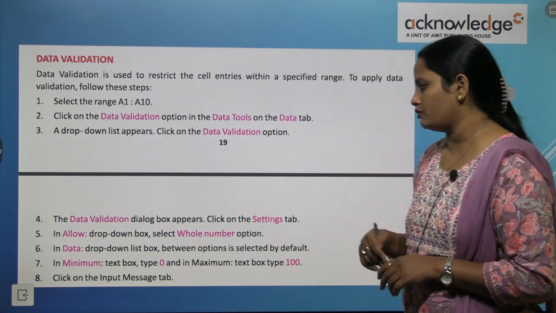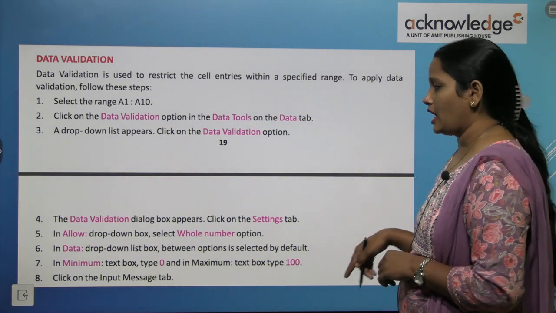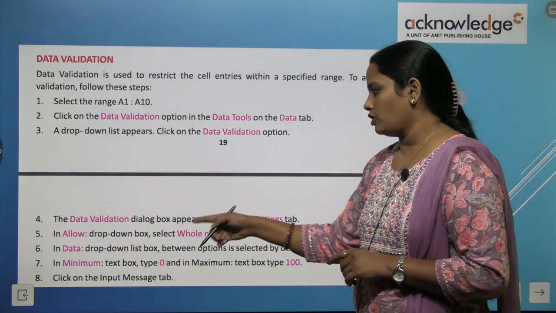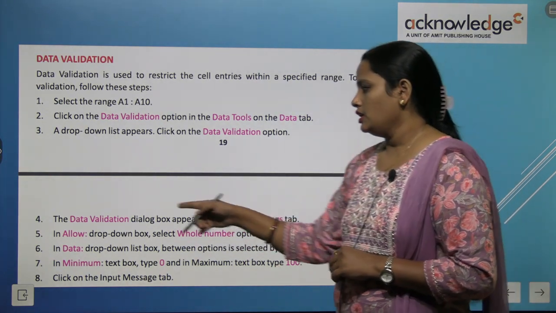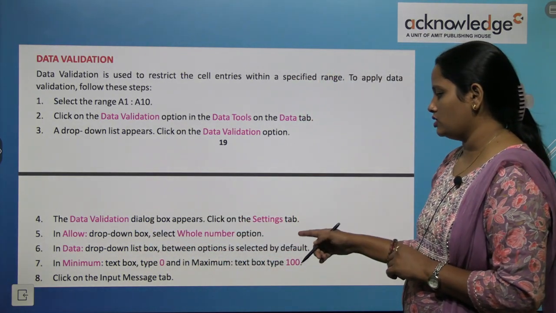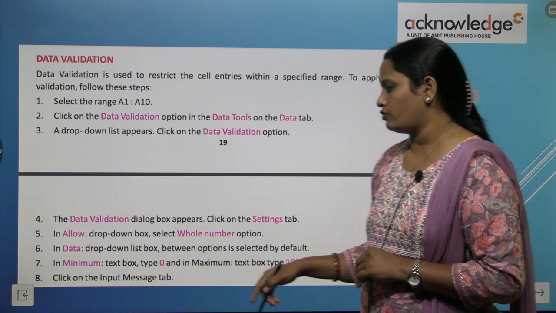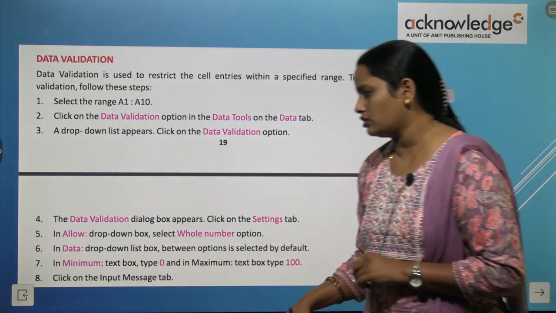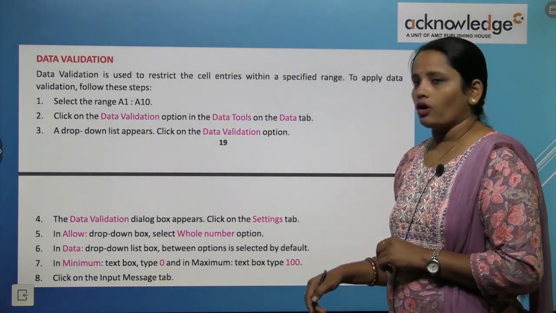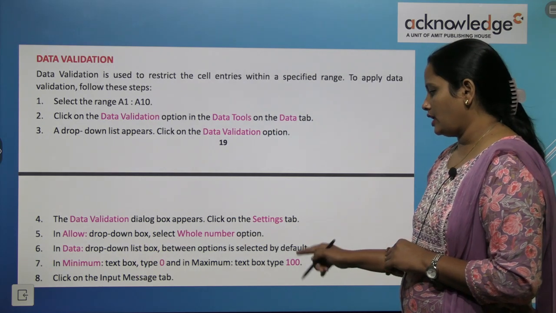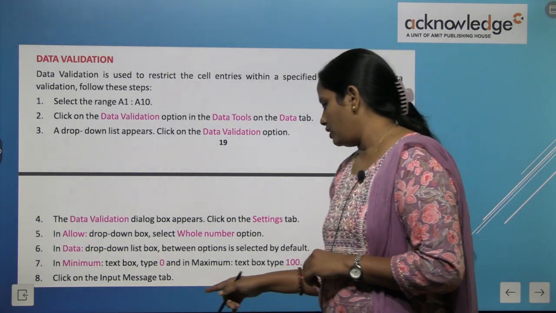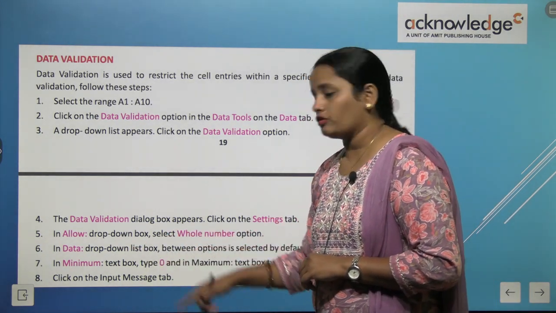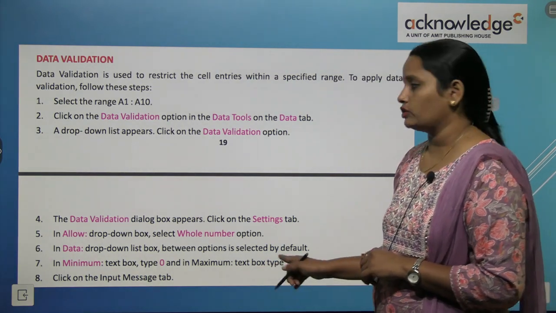This dialog box will appear in front of us. Now we have to click on the settings tab and in the allow drop down box, select the whole number option. In the data drop down list box, between is selected by default and there are boxes here in the validation. The third one is the minimum text box. In the minimum box we have to type 0 and in the maximum box we have to type 100.